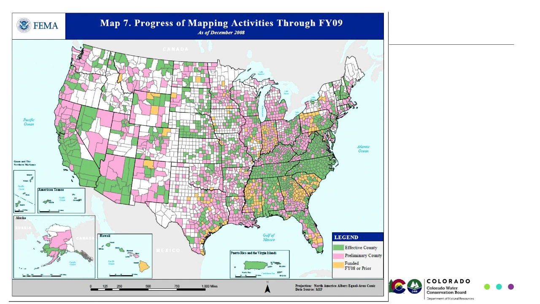This map reflects that funding distribution and progress of the Map Modernization program by the end of 2009 nationally. As you can see, many of the eastern states had better success with the program than anywhere in the U.S., especially in the Midwest and Western states, including Colorado.